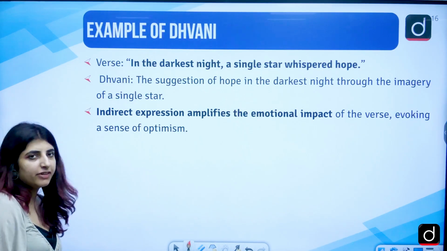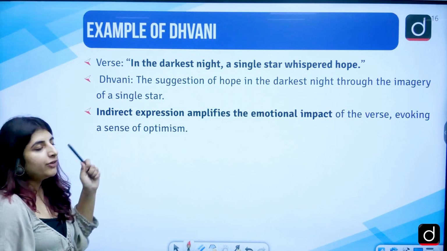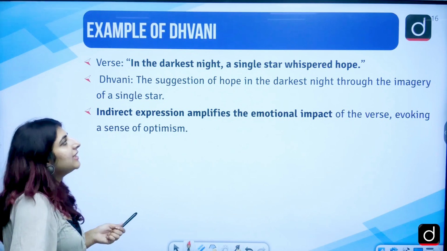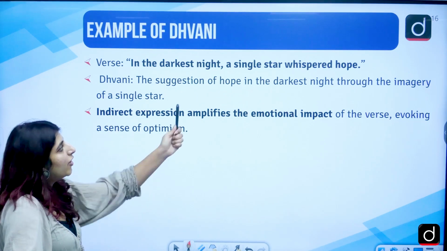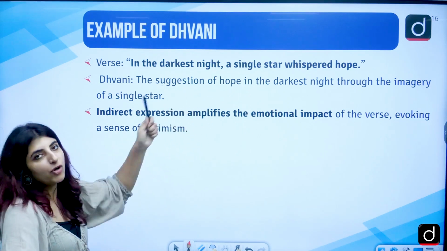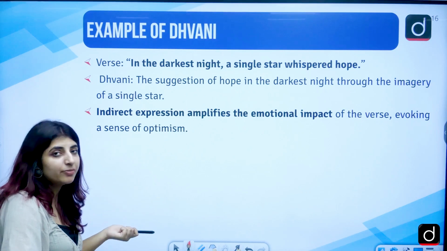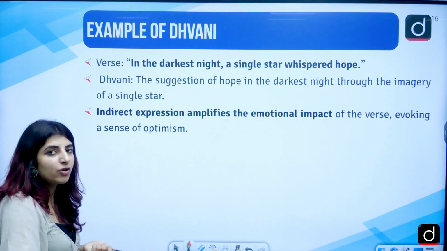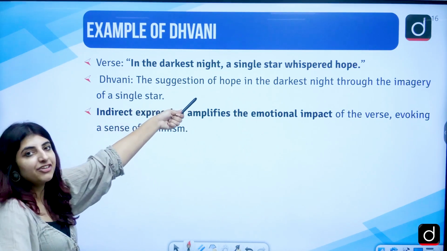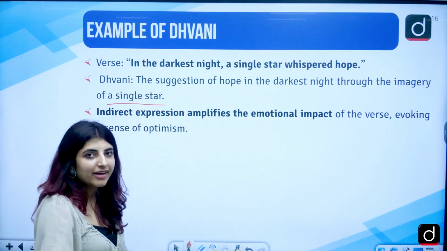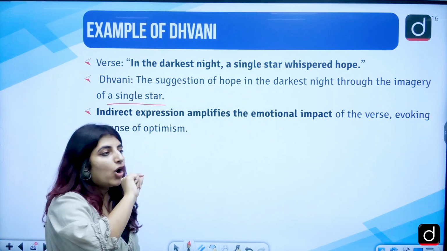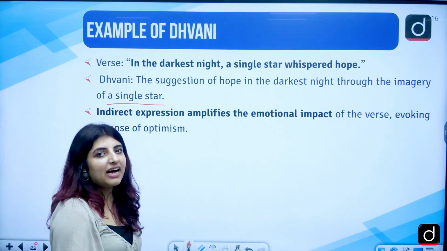Dhvani we have already covered in the previous. So we are going to see an example. In the darkest night, a single star whispered hope. So of course, how will a single star be talking? How will it be letting you know about the hope? So it is a suggestion of hope in the darkest night through the imagery of a single star. To see, we all are seeing hope in the darkest of times.